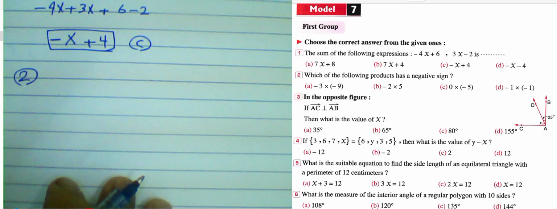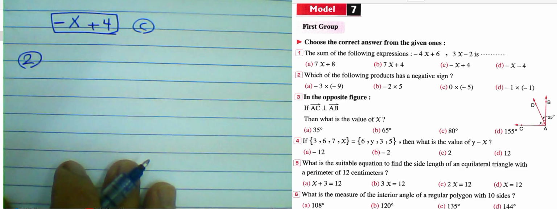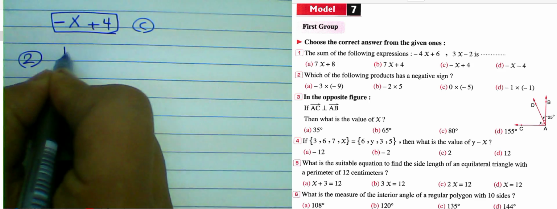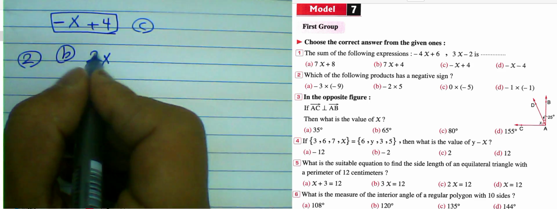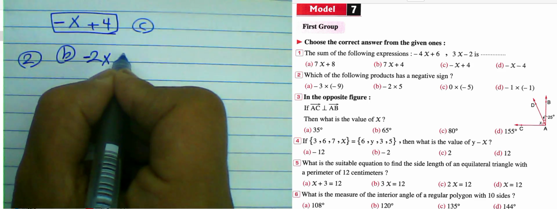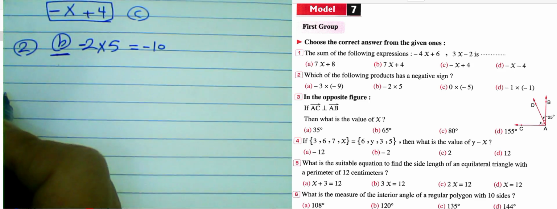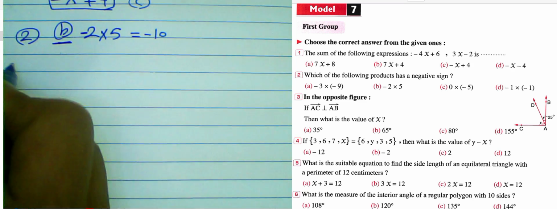Question number 2. Which of the following products has a negative sign? The sign here will be what? Letter B. In letter B, we have 2 multiplied by negative 2 multiplied by 5. The result will be negative 10. Choose letter B for question number 2. The sign here will be negative.